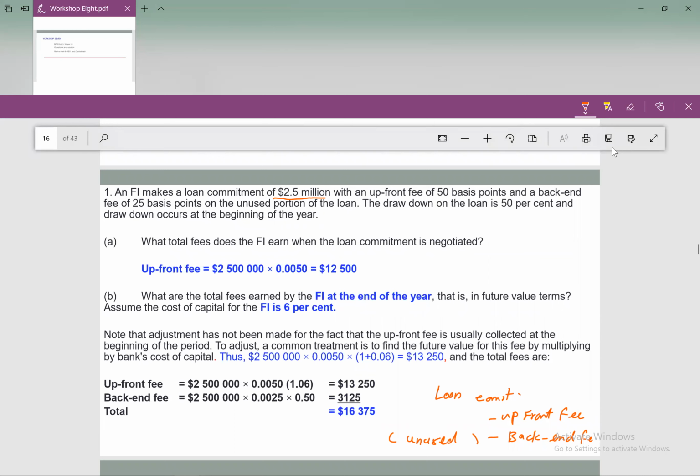So if we give you 100,000, in this case, this is a 2.5 million loan commitment. You will charge 50 basis points, which is the upfront fee, which is 12,500. Now, how much will you get at the end of the year? You get this at the beginning of the year.